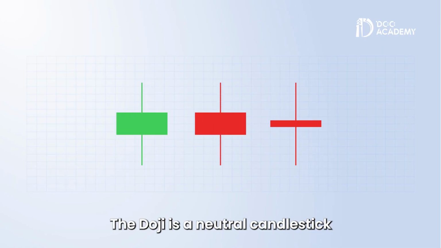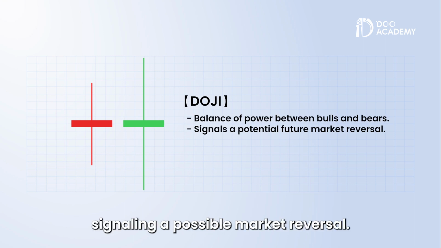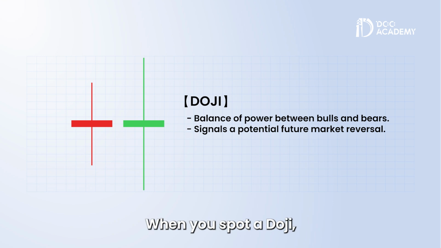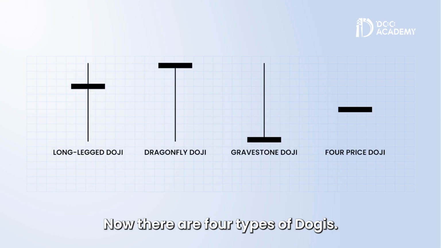The doji is a neutral candlestick with no body and tiny wicks. Its appearance indicates a balance of power between bulls and bears, signaling a possible market reversal. When you spot a doji, it's wise to exercise caution as it suggests uncertainty. Now there are 4 types of dojis.